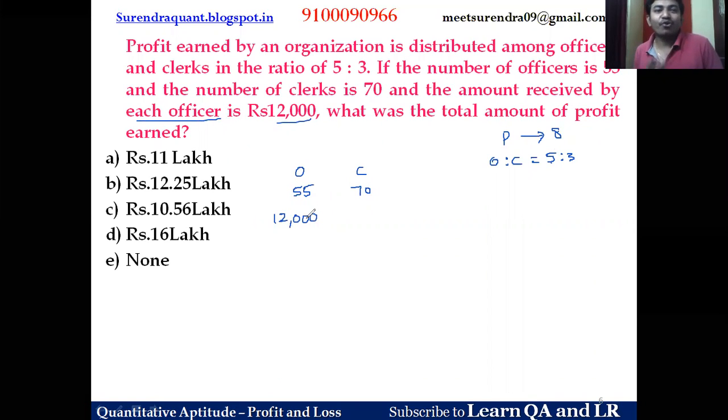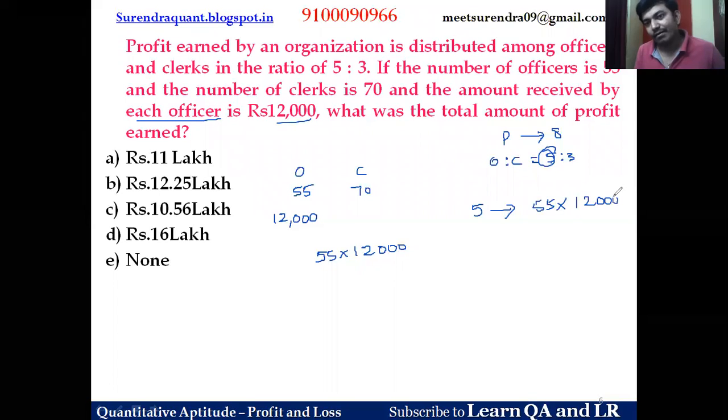What was the total amount of the profit earned? Friends, one officer is receiving 12,000, for 55 officers, 55 into 12,000 rupees. So this is the money received by officers, total officers, which is how many parts? 5 parts, right? So the total money received by officers is 5 parts, which is numerically 55 into 12,000. Don't multiply, keep it same. But what you are supposed to find out? You have to find out the total profit, officers and clerks together.